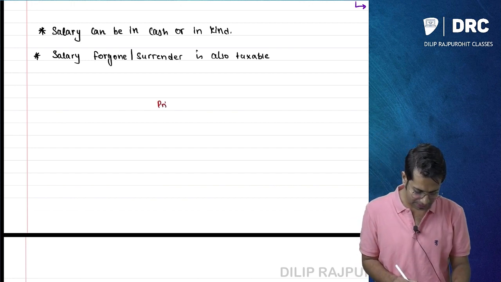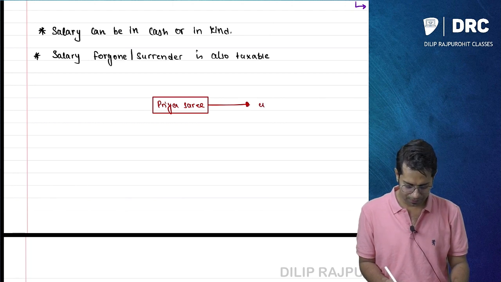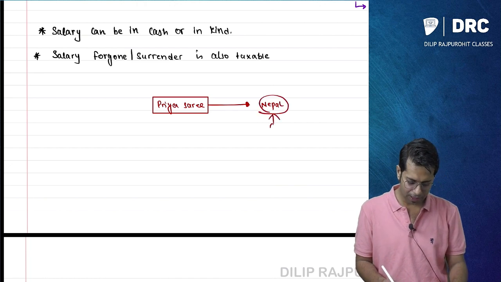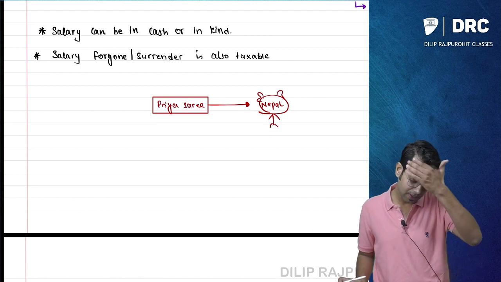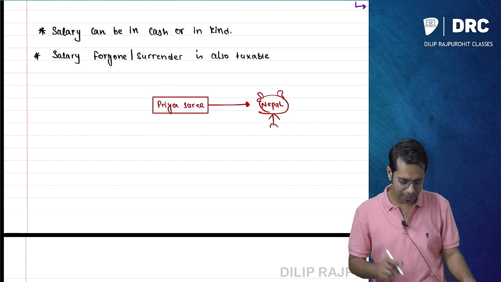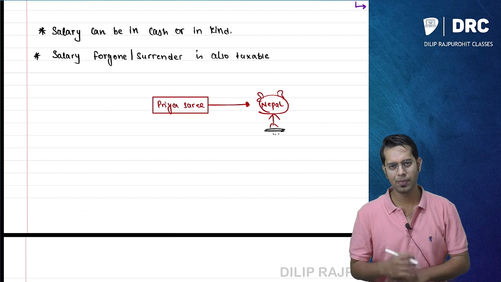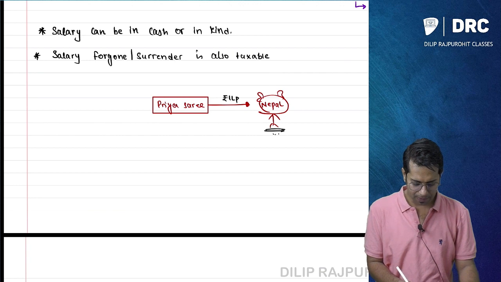Say for example, Priya Sarees has an employee from Nepal, or you can take any place. You will understand my example carefully. Now, this employee's salary is rupees 1 lakh per month.